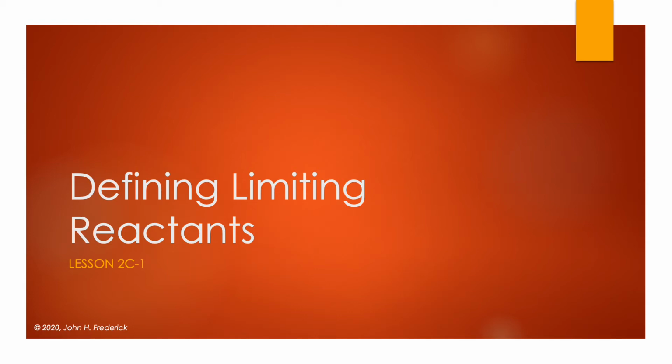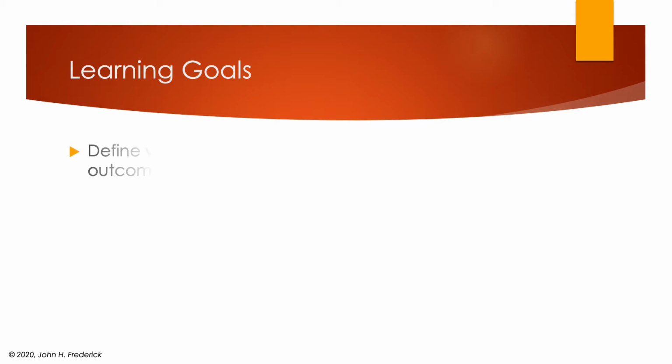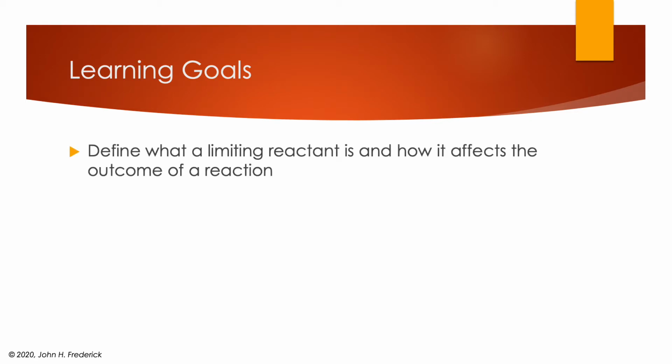Chemistry problems would be much easier if every reaction had only one reactant. But the truth is, most chemical reactions have more than one reactant, and that's why we have to talk about the subject for this video, defining limiting reactants. Our learning goals in this case are going to be defining what a limiting reactant is and how it affects the outcome of a reaction.